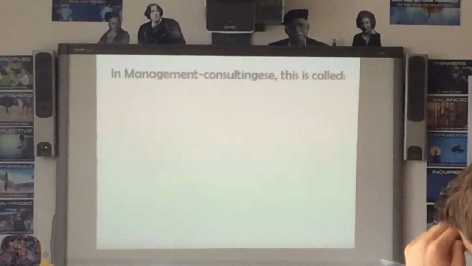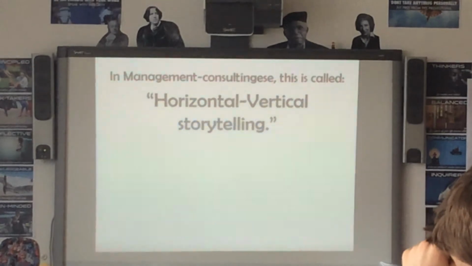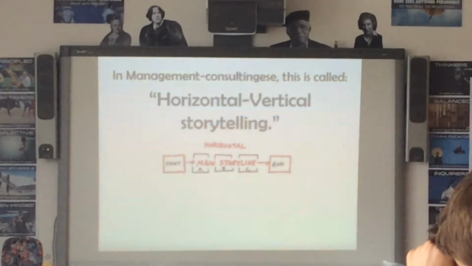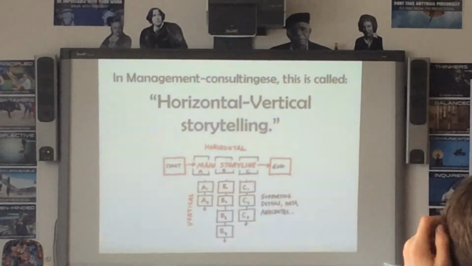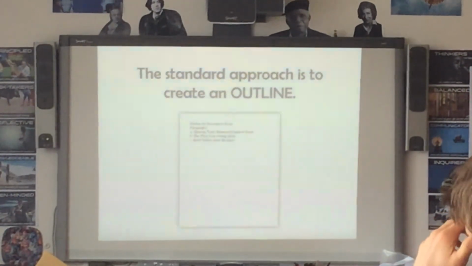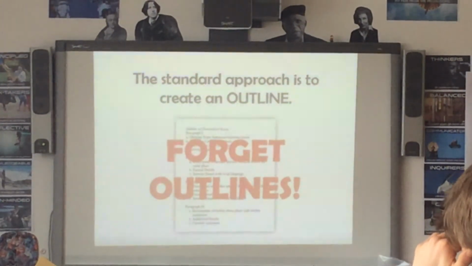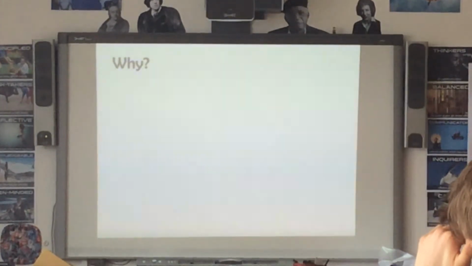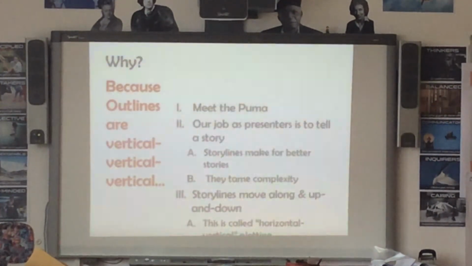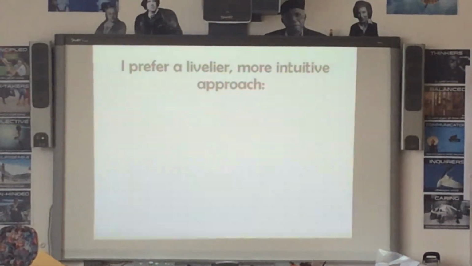In management consulting ease, this is called horizontal vertical storytelling. What that means is we have our main story as a horizontal line, followed by lots of anecdotes that serve as verticals underneath. The standard approach is to create an outline. We start at the beginning, 1, 2, 3, 4. Forget outlines. Why? Because outlines are vertical, vertical, vertical. They go from top to bottom, and we do not think that way. I prefer a livelier, more intuitive approach.